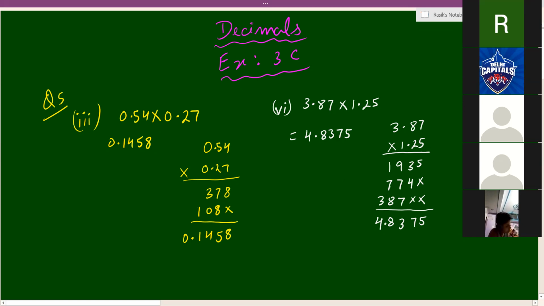Okay, then all of you do the 11th and 12th part of the question, apne aap kari, okay? Sir, if there is a zero after the decimal, from the right-hand side, then we can directly multiply. You're talking about the 11th part of the question.